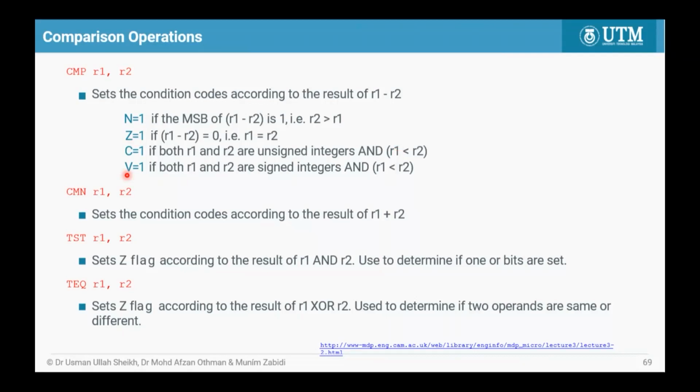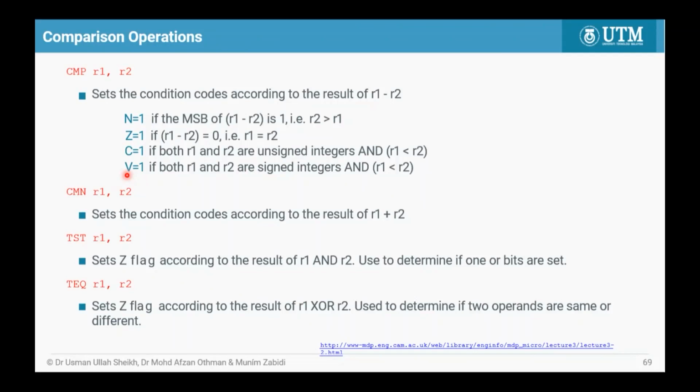This is for the CMN, which sets the condition codes according to the result of R1 plus R2, and these flags update accordingly. TST also sets the Z flag according to the result of R1 and R2: you do a logical AND and then check the Z flag. This is used to determine if one or more bits are set. For the TEQ, it sets the Z flag according to the result of R1 exclusive OR R2, used to determine if two operands are the same or different.